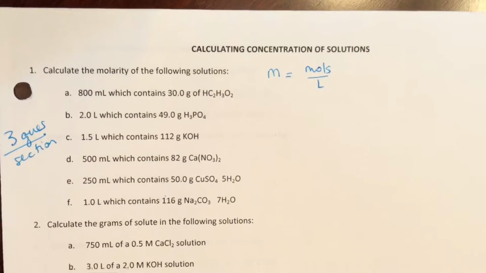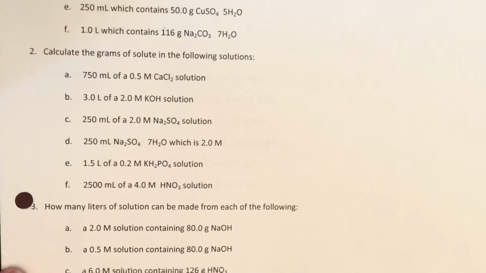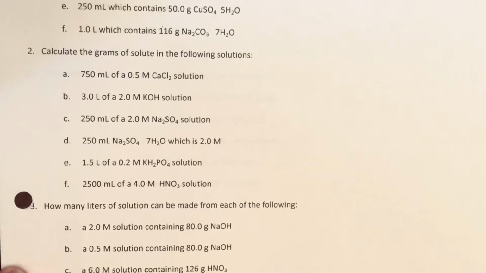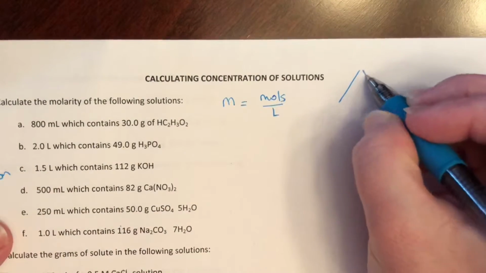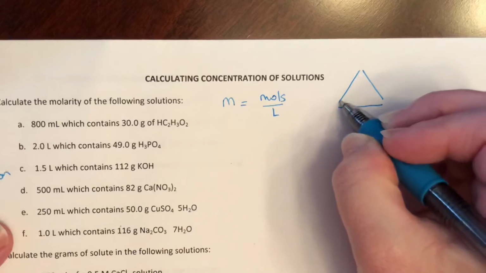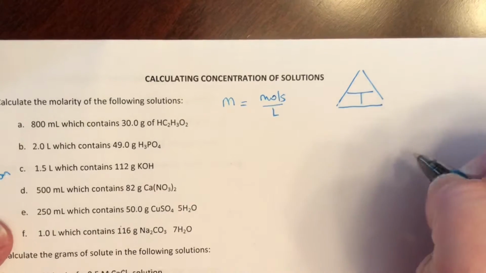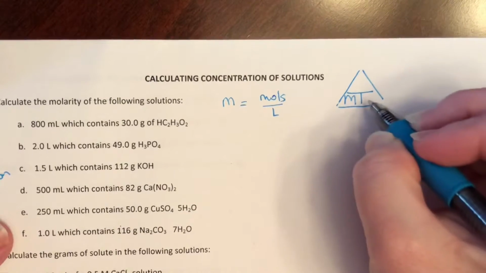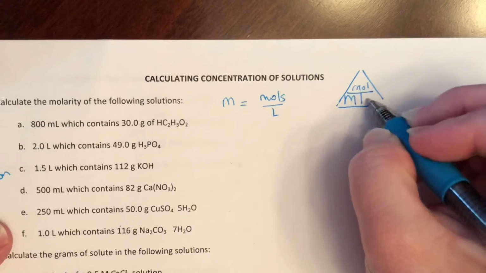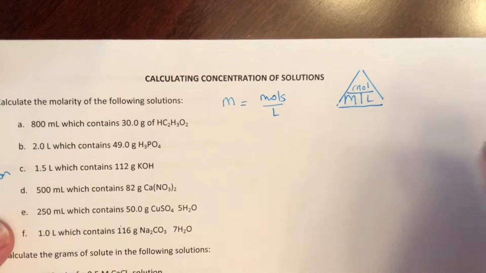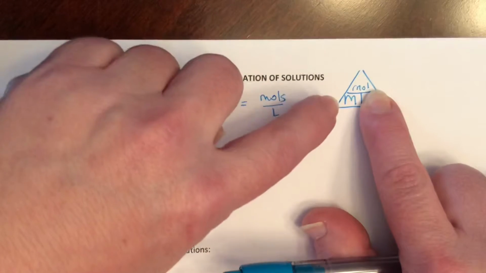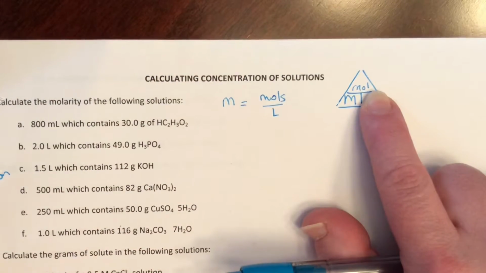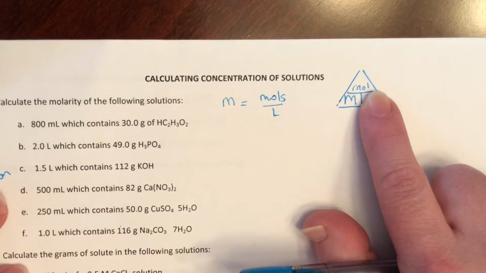All right, and so then if you look at the second one, they're asking you to find grams. The third one, they're asking you to find liters. Something that I find really, really helpful, going back to that formula triangle that we've talked about before, is to draw a T in the center, capital M for molarity, moles, and then liters. So if you're looking for liters, you will cover up the letter, and then it sets up the problem for you: moles divided by the molarity.